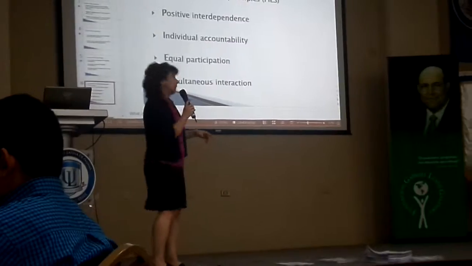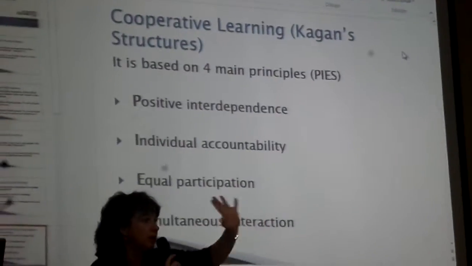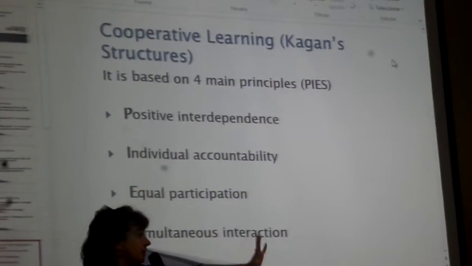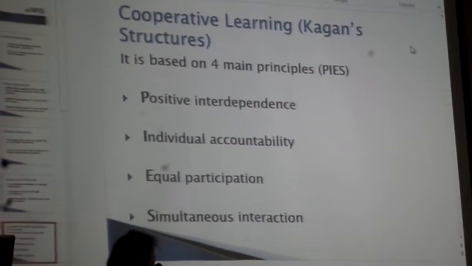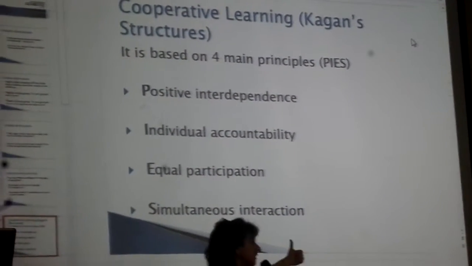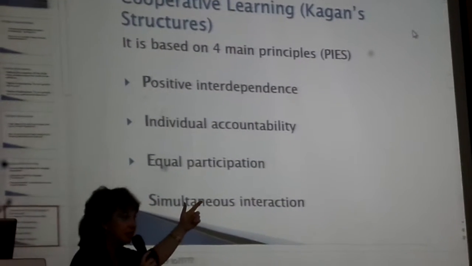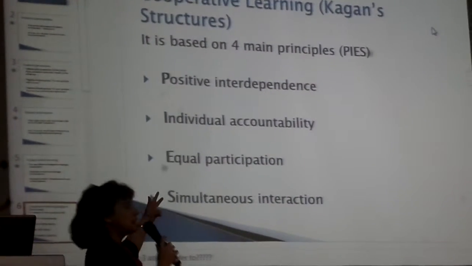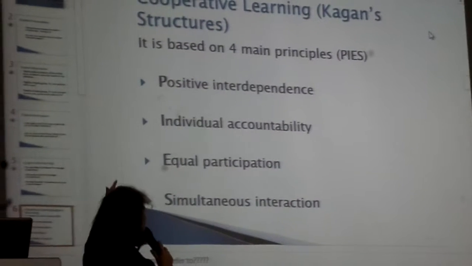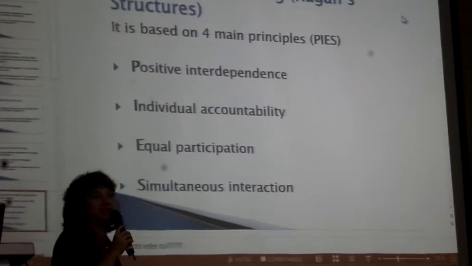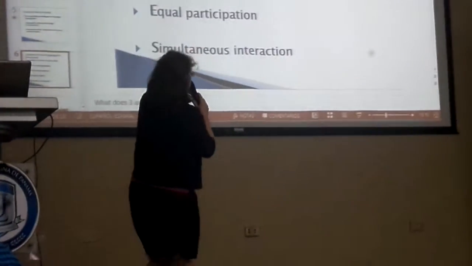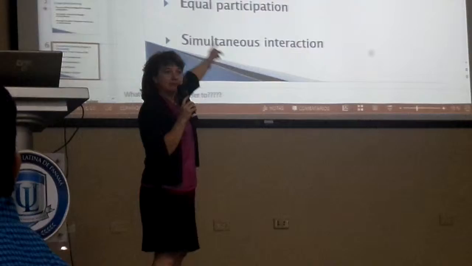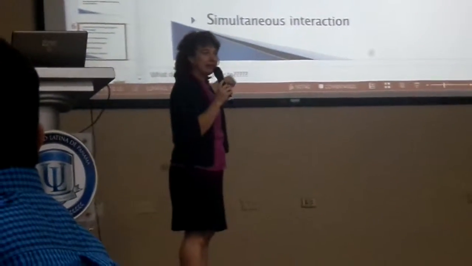Okay. So, cooperative learning and Kagan structures are built on 4 principles. You can see them here. Positive interdependence, we'll talk about this. Individual accountability, we'll talk about this. Equal participation, and simultaneous interaction. An easy way to remember these is PIES. P-I-E-S.